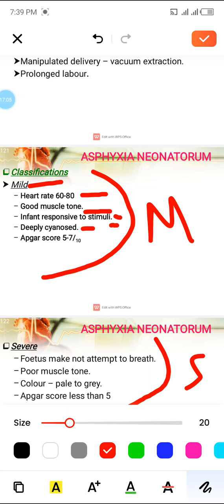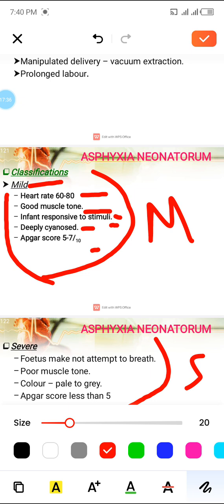Then what will be the APGAR score? The APGAR score will be maybe 5 to 7. That is for mild. Some would give it a score of maybe 7 to 8. So it depends on the location and what you classify as mild. But most literature would say 5 to 7. Okay, and then maybe 6 to 7. Some literature will be saying that. Okay, so that's about mild. So you can write those points about mild, meaning that you're good to go.